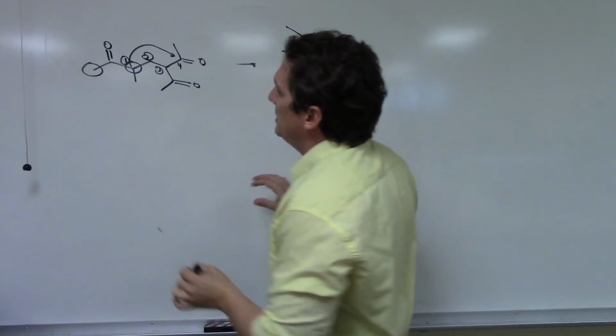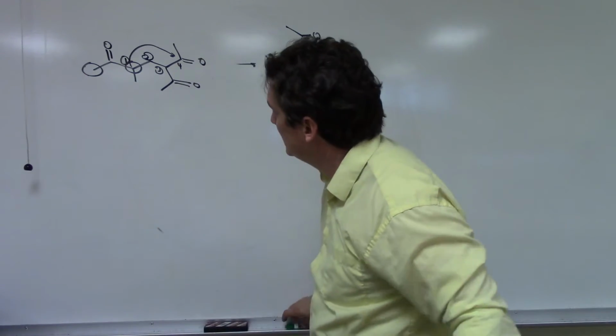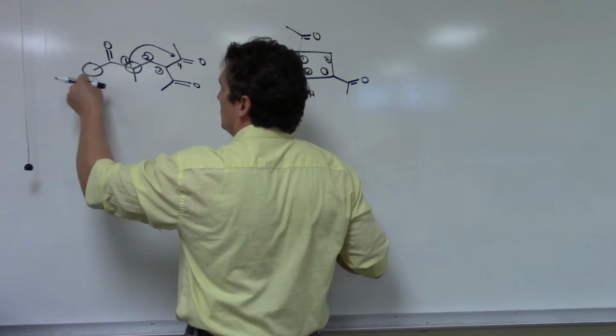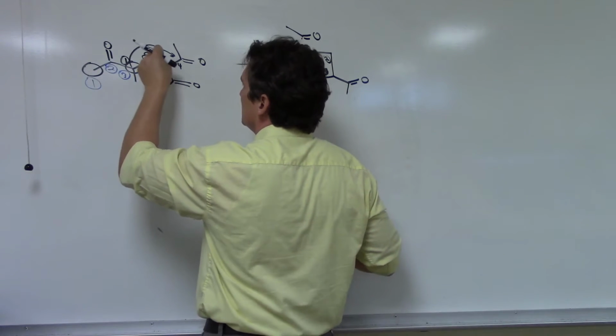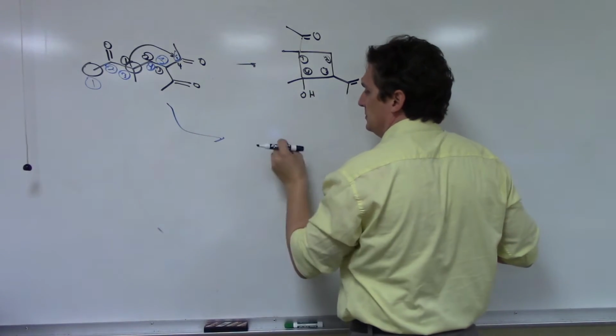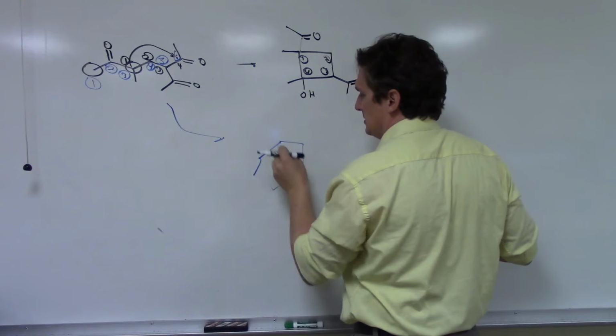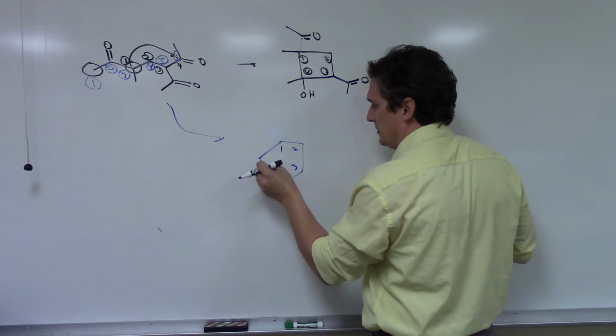Now, what if this attacked instead? So let's say I switch to this product. We have 1, 2, 3, 4, 5, 6. So now, for the other reaction, draw the six-membered ring. And we'll number the carbons. 1, 2, 3, 4, 5, 6.